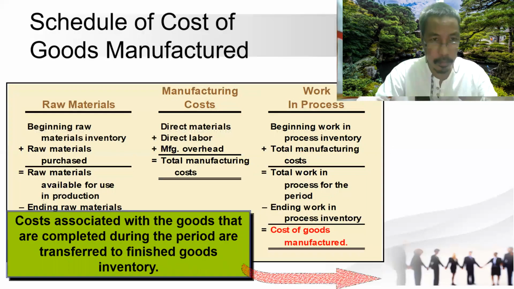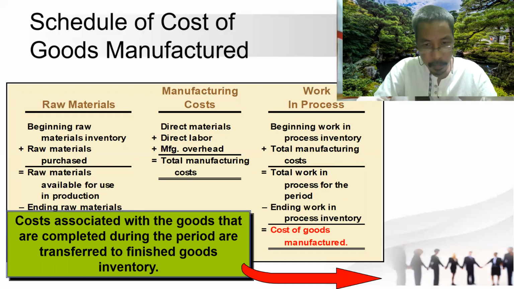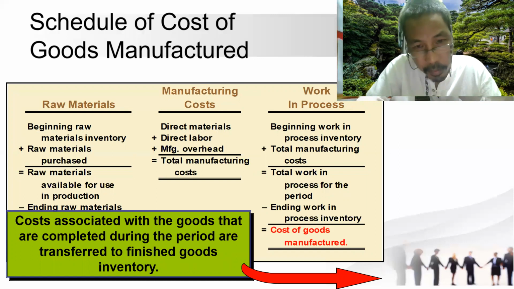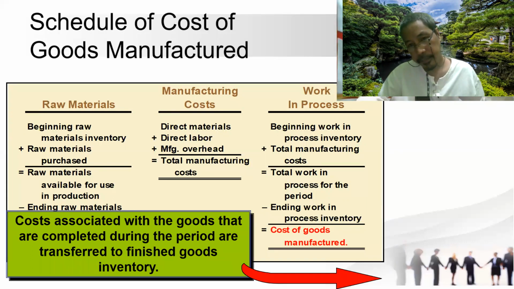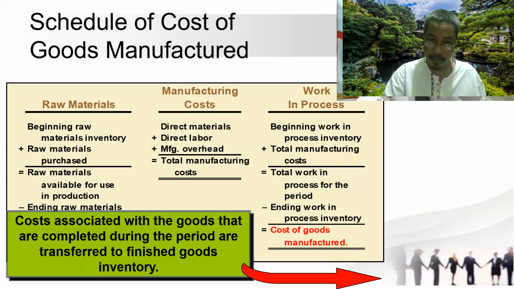So, schedule of cost of goods manufactured. Let us continue. We have the total work in process for the period minus ending work in process inventory. And that is the cost of goods manufactured. So, cost of goods manufactured: let us subtract the ending work in process inventory. How much? Okay, for that, let us account for the ending work in process inventory.